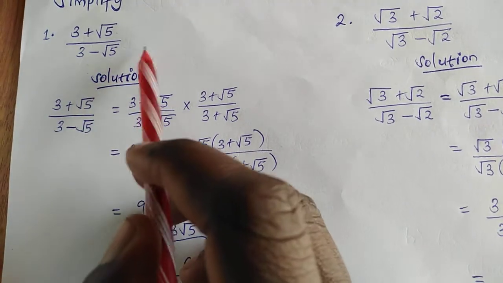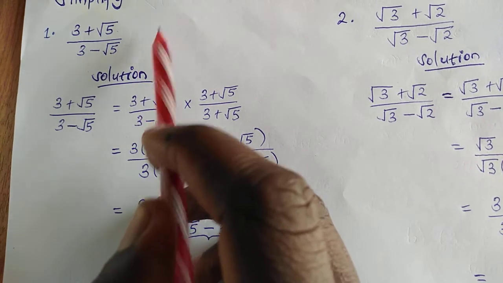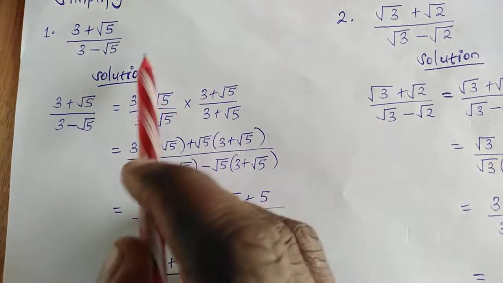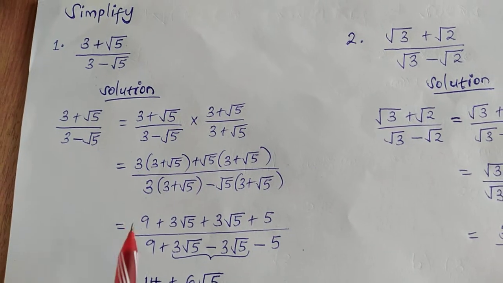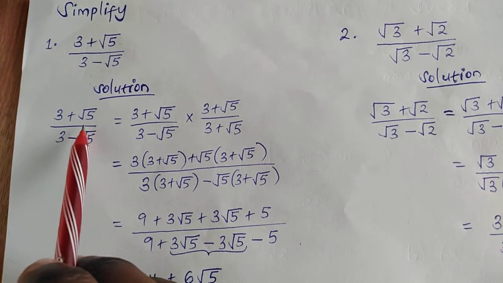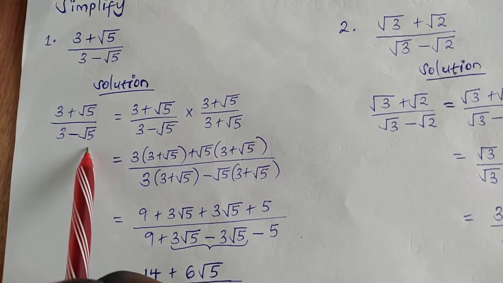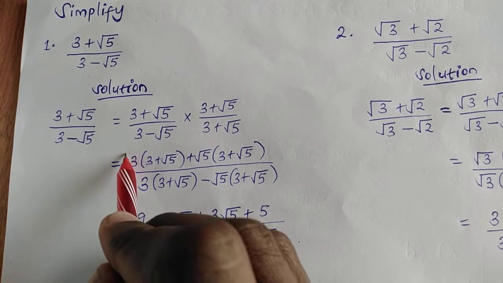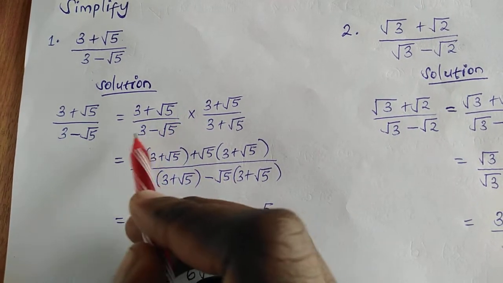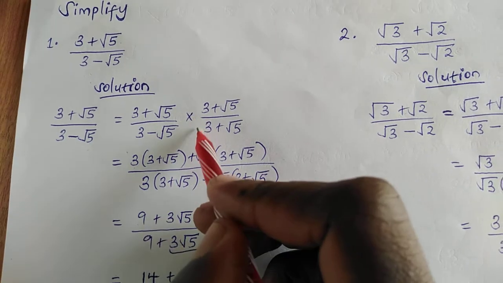So what do we do? We multiply by the conjugate in the upper side and in the lower side. So that 3 plus root 5 over 3 minus root 5 is equivalent to 3 plus root 5 over 3 minus root 5 multiplied by the conjugate.